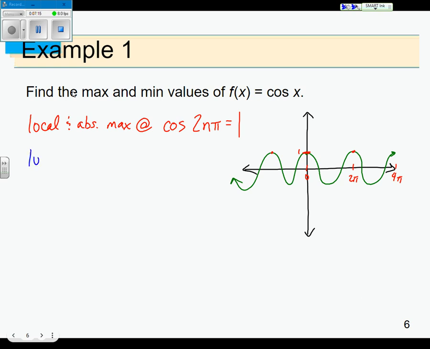So to get my local and absolute min values, those are going to happen at, well, all these little valleys down here. So I see that they're all going to have a value of -1, but where do those little valleys occur? Well, halfway between all the even pi's. So every odd multiple of pi.